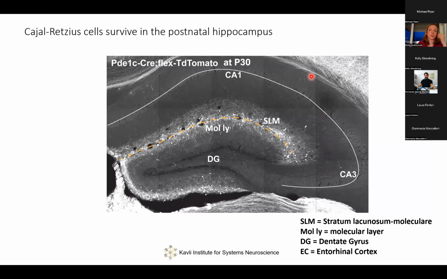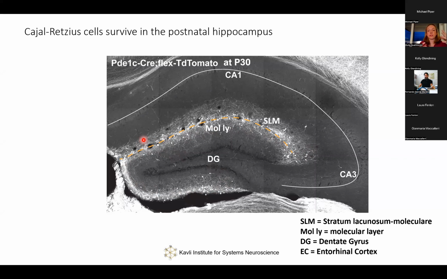If we just use a reporter mouse crossed with a transgenic line that I will introduce better in a couple of slides to label the Cajal-Retzius cells, we can see that they are localized in the hippocampus in the stratum lacunosum-moleculare of the CA region and in the molecular layer of the dentate gyrus. And I hope you can appreciate how the dendrites and the axons of these cells are very localized in these specific layers. They don't really cross the boundaries that much, although we do know that the axon can extend up to the subiculum and even the entorhinal cortex, right?